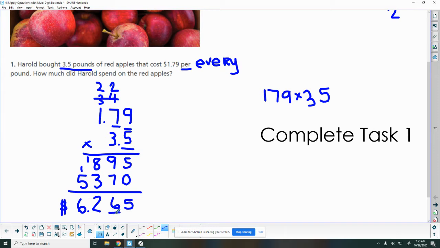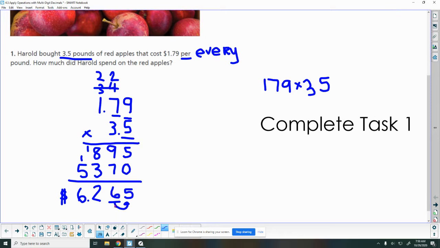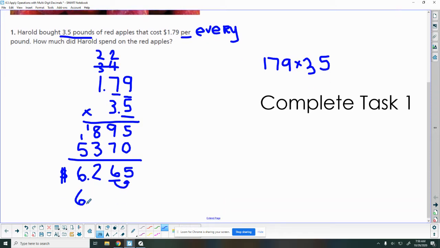So he spent $6.26, or we can round this to the hundredths place like the pennies. 5 is a big, strong number. It is closer to the next number. So that's going to push this 6 up to 6.27. So he spent $6.27.